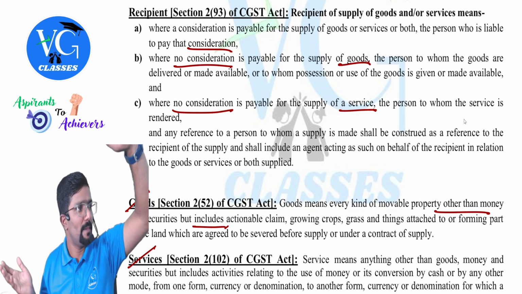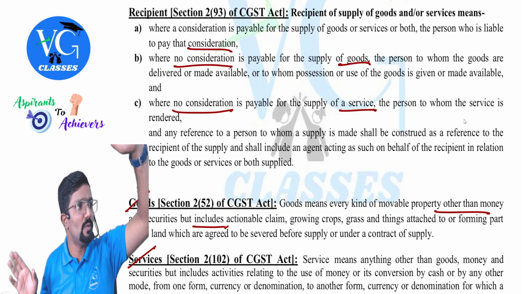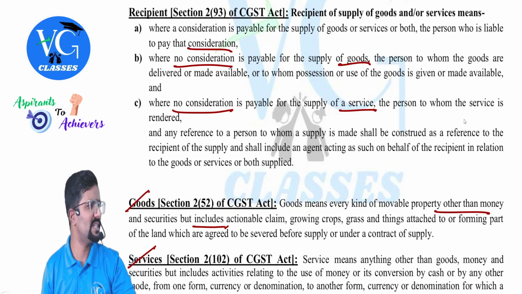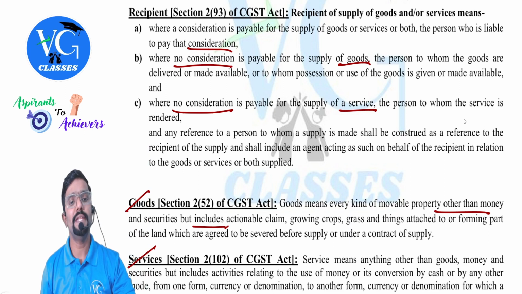Whoever is paying it. When consideration is not there, who is the recipient? Whoever is enjoying the goods or whoever is enjoying the services. They are the recipient. And any reference to a person to whom supply is made shall be construed as a reference to the recipient of supply and shall include an agent acting as such on behalf of the recipient in relation to the goods or services or both supplied.